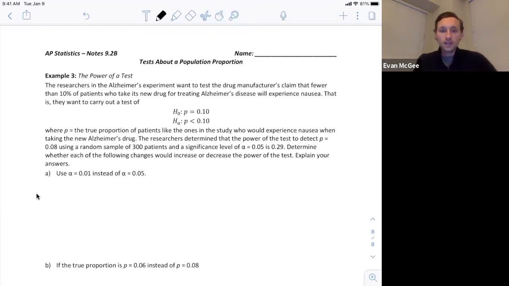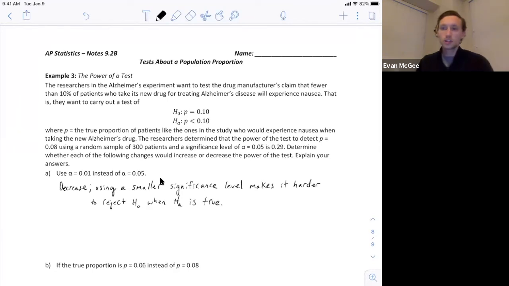So if they use an alpha level of 0.01 instead of the alpha level of 0.05, will that increase or decrease the power of the test? This will decrease because using a smaller significance level makes it harder to reject the null when the alternative is true. A smaller significance level makes it harder to reject the null because the significance level is the top percentage that would cause you to reject. So if you reject the top 5% and then you decrease the alpha level, you're only rejecting the top 1%. So it's harder to get a value that is that far ahead of all the other values.